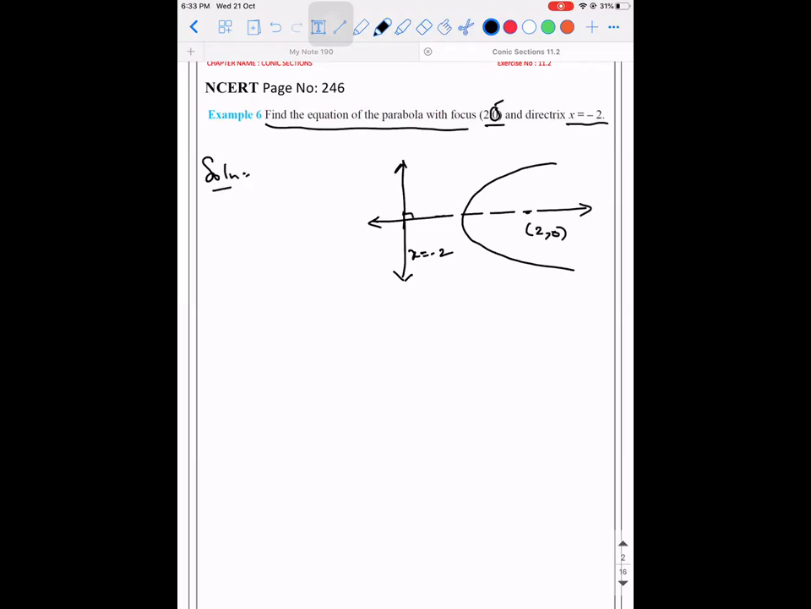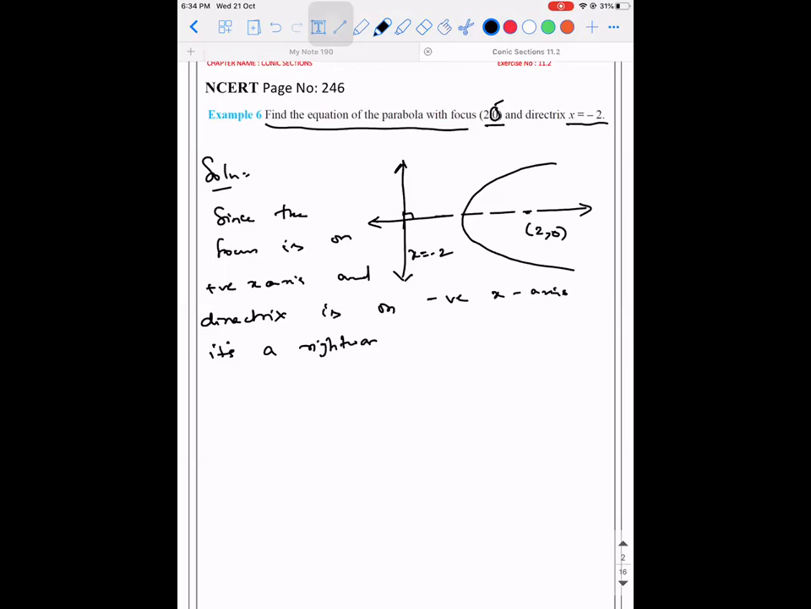You can tell me directly. So since the focus is on the positive x-axis and the directrix is on the negative x-axis, what can we conclude? It's a rightward parabola. So what is the equation of a rightward parabola? Y square is equal to 4ax, which implies y square is equal to 4 into 2 into x. So y square is equal to 8x. That's it.